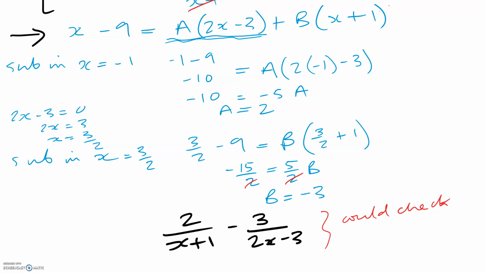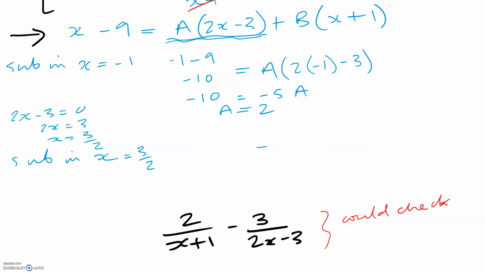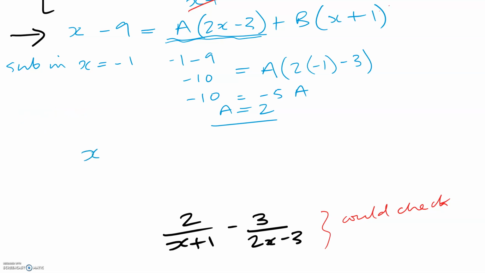And if you get a common denominator, you should end up with what we started with in the original question. Just want to explain another way of finding b. So we know that b equals minus 3. But another way of doing that, which often you have to do with partial fractions, is to equate coefficients. So I'll just explain how you could have found b a different way. Now we know that a equals 2. We could have just done x minus 9 equals 2, 2x minus 3 plus b x plus 1.